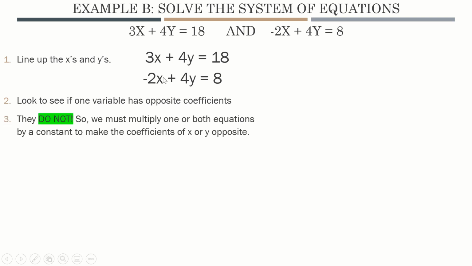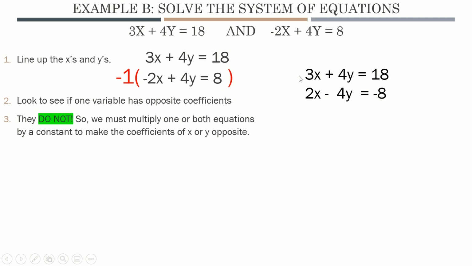If they don't have opposite coefficients, we multiply one of the equations, or both sometimes, by a constant to make the coefficient opposite. So I'm looking at these 4s. I want to multiply by negative 1. If I do that, the negative 1 will be distributed to every value in the parentheses. The equation stays true because I've multiplied both sides, but the 4s will then have opposite coefficients.